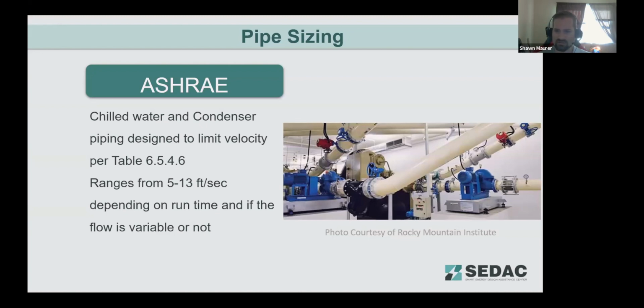So here ASHRAE is looking beyond those typical pipe sizing and design practices and is going a step further for sizing chilled water and condensing piping. Limiting velocity can limit the pressure drop per foot of pipe, which is going to save you on pumping energy. Can also have an impact on chiller performance.